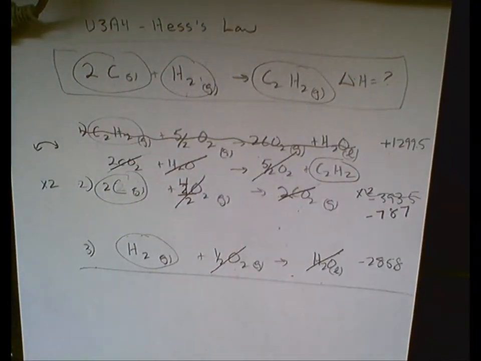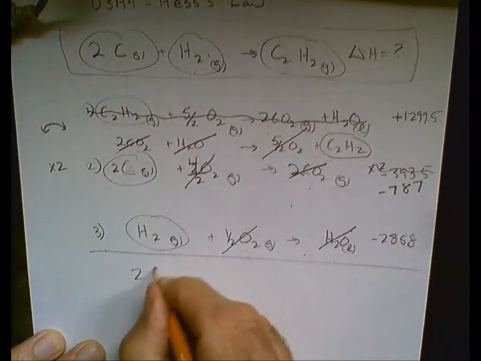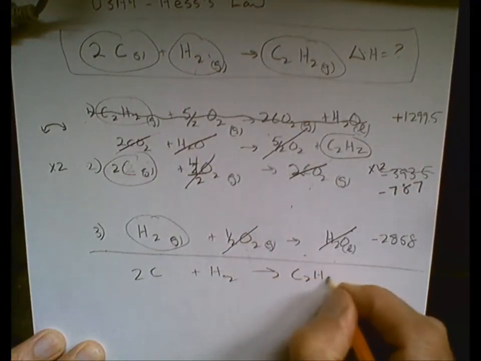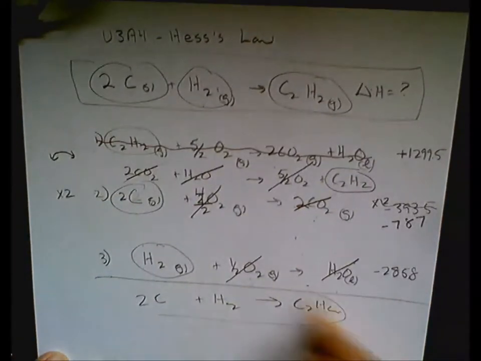Folks, this is not the easiest question in the world, so you're jumping in the deep end here. I would highly suggest you go on YouTube and look up simple Hess's Law problems and see what you come up with, because they picked a doozy. So I've got 2C plus H2 gives C2H2.